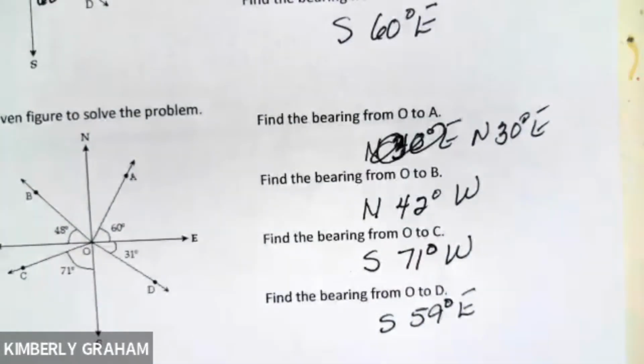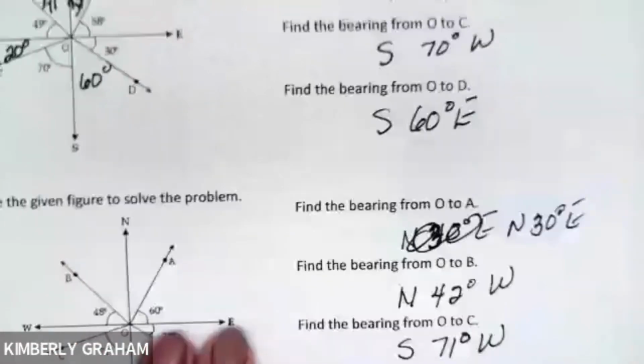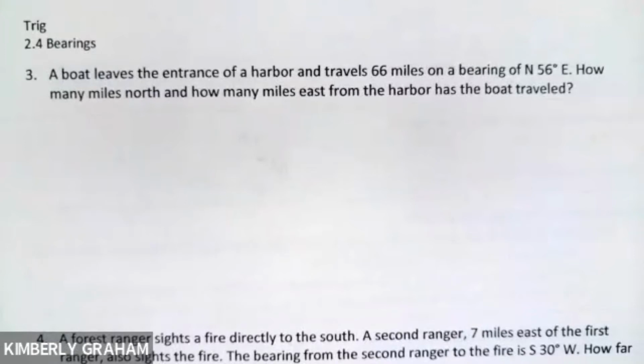Okay, the next page, or the back part, we've got word problems that we're going to be looking at. A boat leaves the entrance of a harbor, travels 66 miles on a bearing of north 56 degrees east. How many miles north and how many miles east from the harbor has the boat traveled?